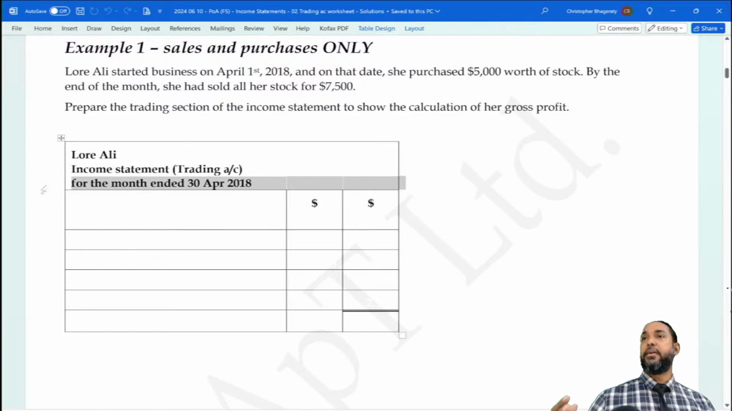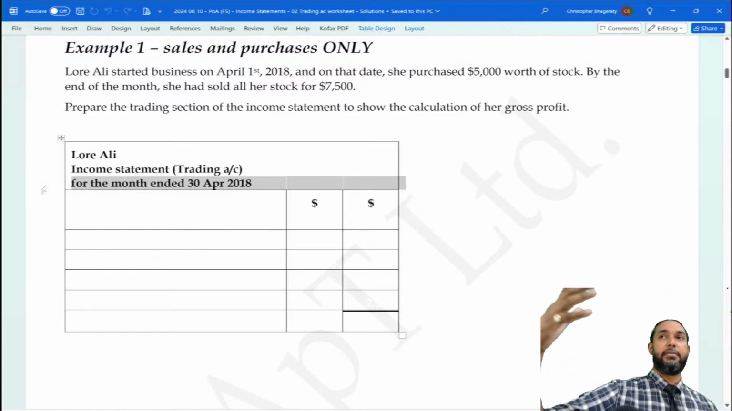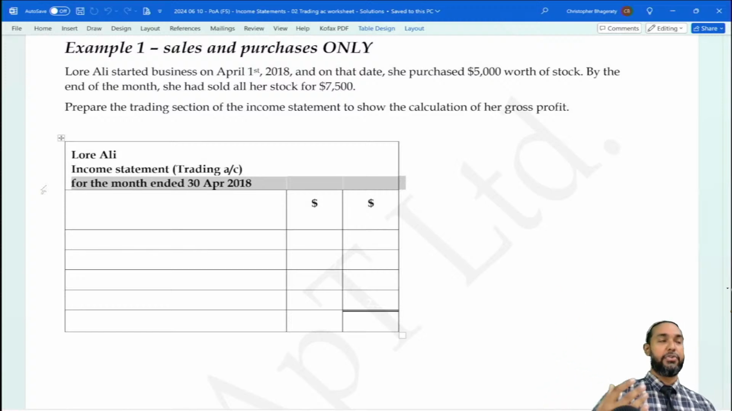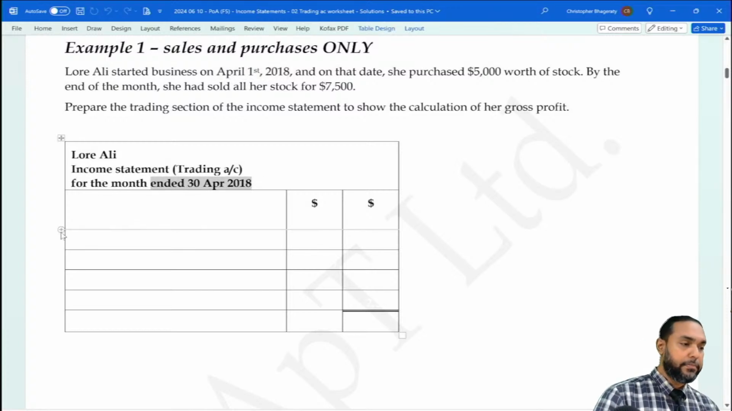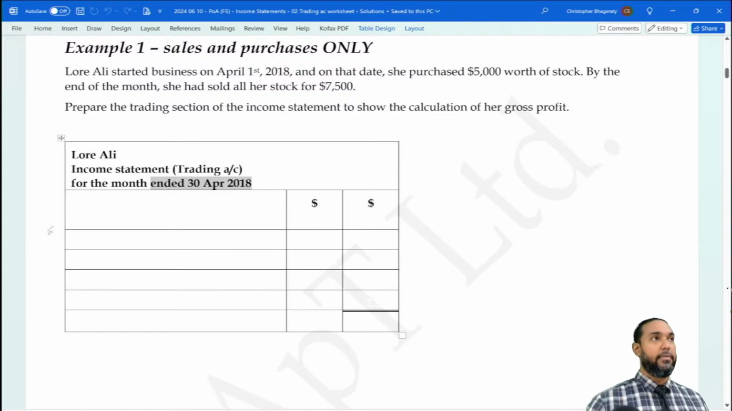Now, most of the income statements you'll be drawing up in respect to past questions and exercises will be for a full year. Please note that a financial or reporting year does not always or necessarily end on December 31st. It could end on September 30th, June 30th, May 31st, etc. So always pay attention to the dates given to you. Like here, this says April 1st, 2018, and it's just for the month, so 30th April 2018.